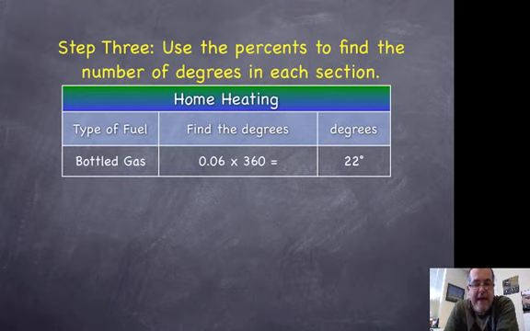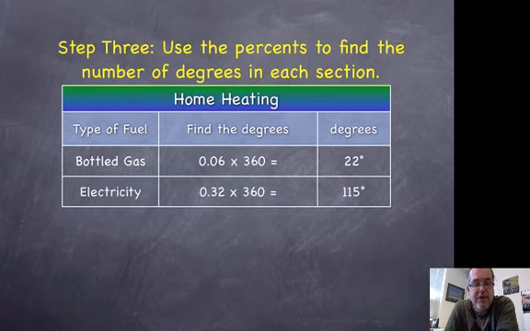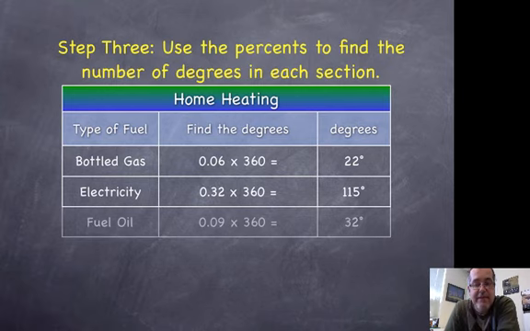And so with bottled gas we have 0.06 times 360 is equal to 22 degrees. Electricity, we had 0.32 times 360. Remember, it's 360 because we're dealing with a circle and there are 360 degrees in a circle. Anyway, that's going to give us 115 degrees, or about 115 degrees. You got to keep in mind also that you have to do some rounding with this as well. You got to round to the nearest degree.